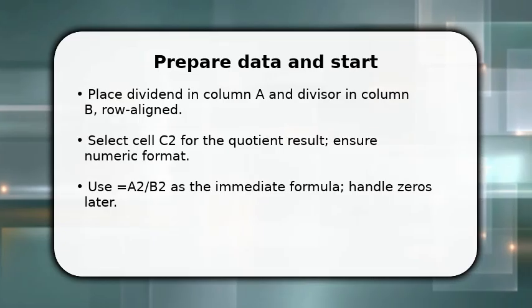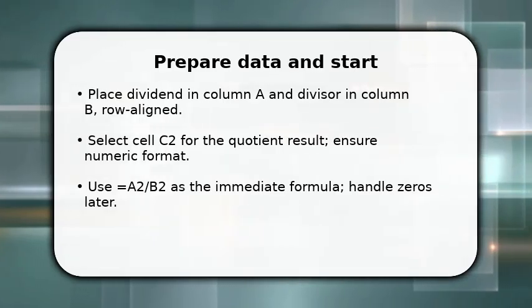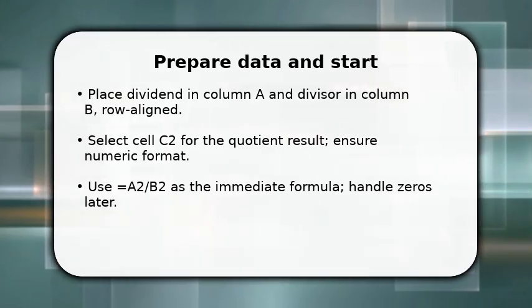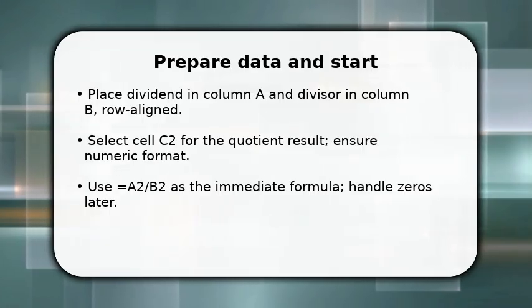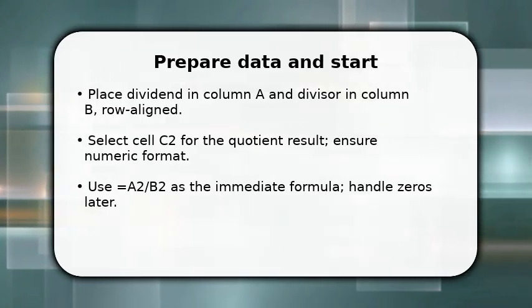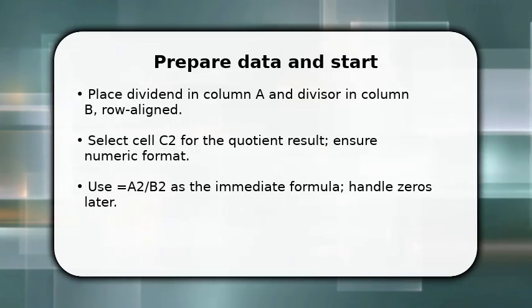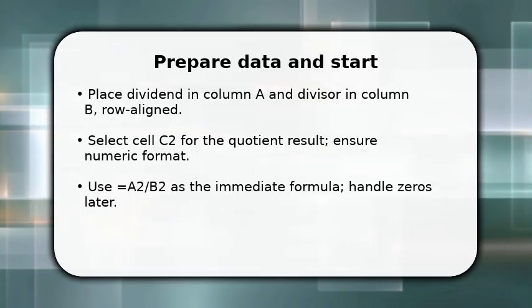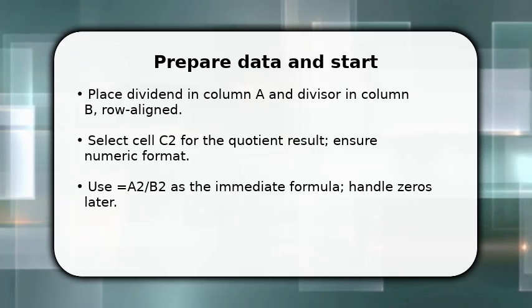You already have your numbers. Begin with the first actionable step. Click the cell where you want the quotient, for example C2, and type =A2/B2. Press Enter to compute the result immediately. This divides the value in A2 by B2 so you can see the quotient at once.